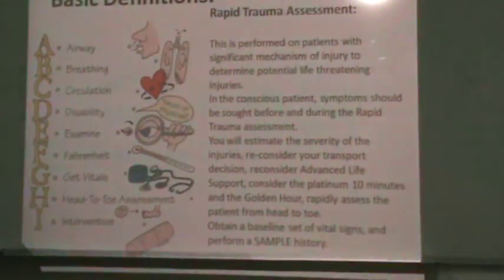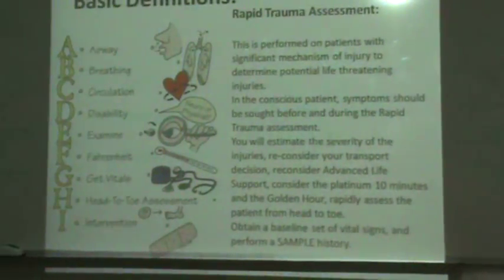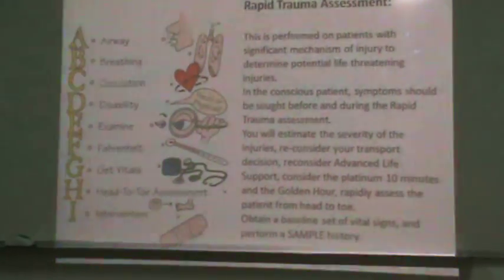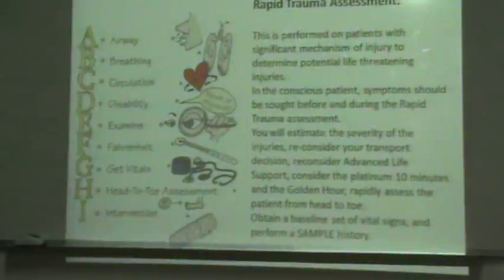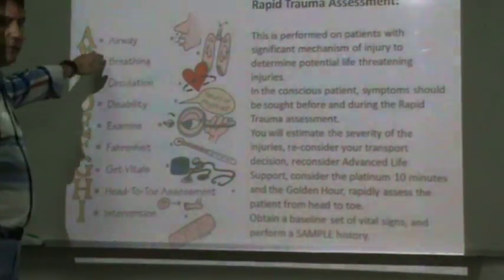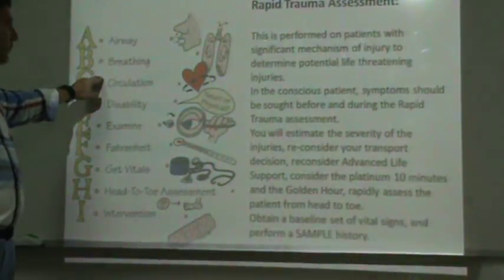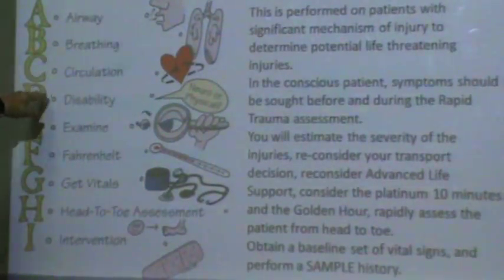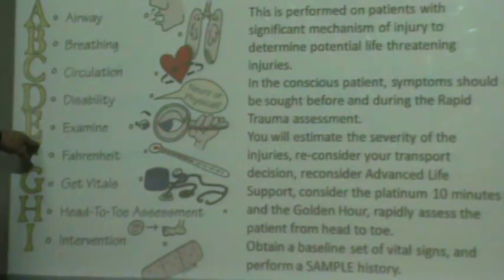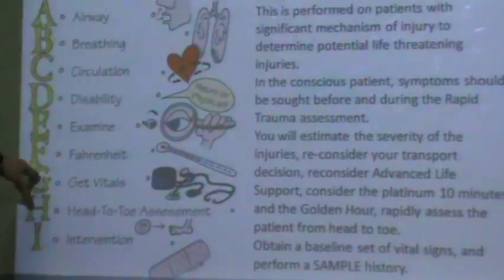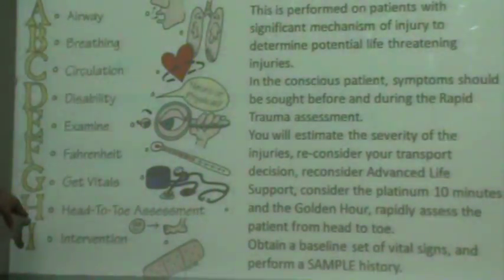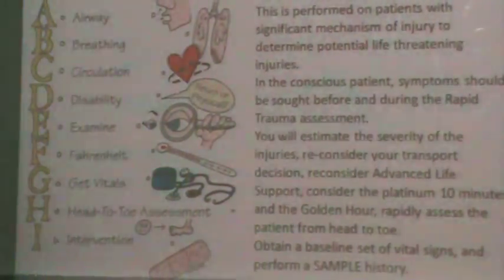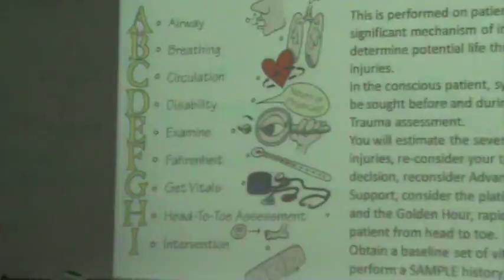Rapid trauma assessment. When I ask you about the rapid trauma assessment, I will ask you what the elements are. It's A for airway, B for breathing, C for circulation, D for disability, E for examine, F for Fahrenheit, G get vitals, head to toe for H, and intervene or intervention for I.